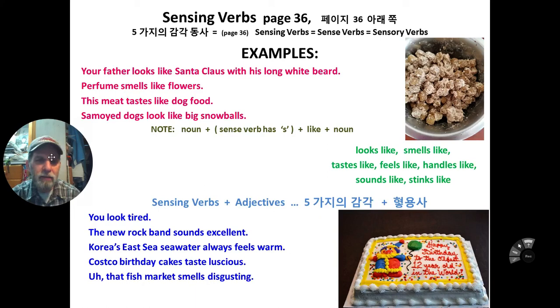Samoyed dogs. Samoyed here is an adjective. Dogs, noun. Samoyed dogs is a noun phrase here. Samoyed dogs look like big snowballs. Snowballs is a noun. In the green: looks like, smells like, tastes like, feels like, handles like, sounds like, stinks like. There are lots and lots of sensing verbs, not just the 5 basic ones, okay?